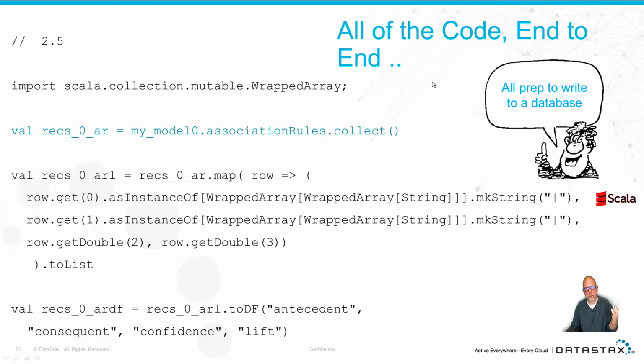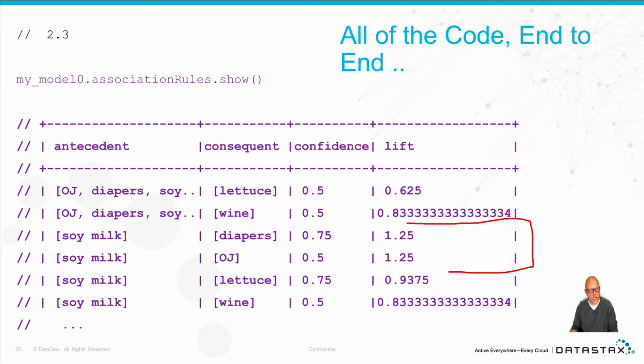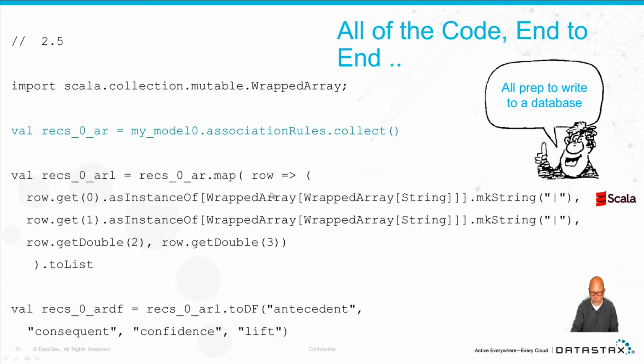But it doesn't know how to write to a database. So I need these lines in order to write to a database. First, I'm going to use a library. I need to import another library called wrapped array. Why? Because Scala gave me, I can go up a page, Scala gave me arrays for the antecedent and the consequent. That's what the square brackets mean. The machine learning library gave me arrays for the antecedent and the consequent.